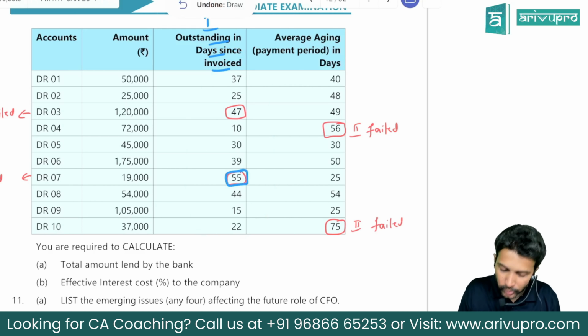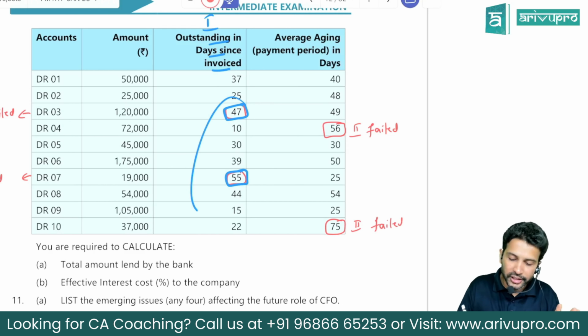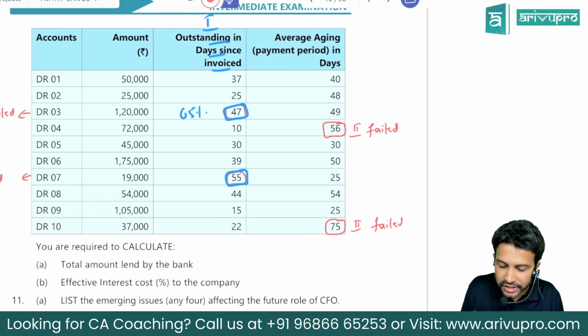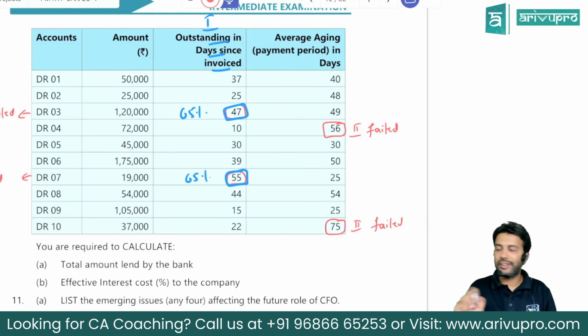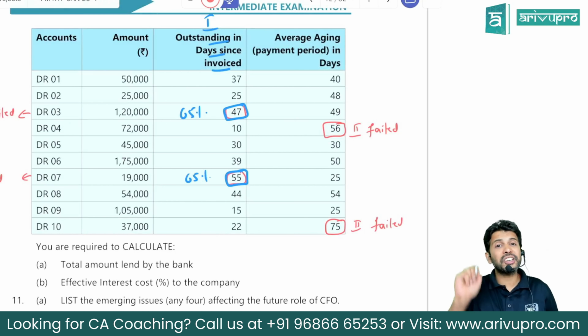65%. Which debtor crossed 45? I've circled it over here. One is your debtor number 7 and another one is your debtor number 3. The rest of them look to be satisfied. Only these two, the conditions have failed. Conditions have failed means the loan value is 65%, not 90%. So these two debtors we have to consider for 65% calculation. This is condition number 1.